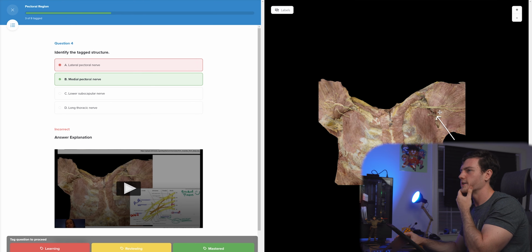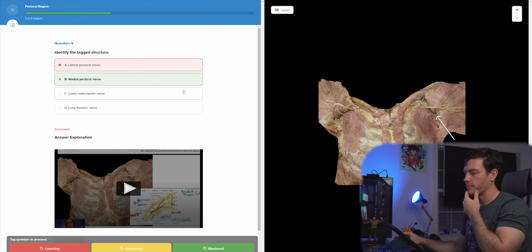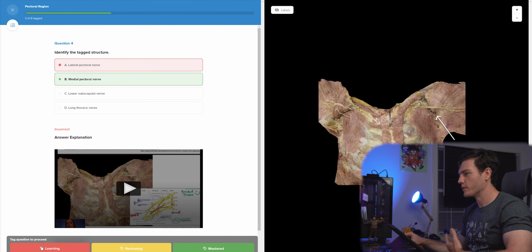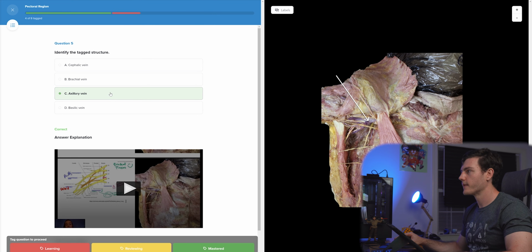And maybe the lateral pectoral nerve only gets the pec major. Correct me if I'm wrong. Okay, so we're still learning that. We had the right idea, we were trying to reason it through, but this is just something that we need to reinforce. And this is a great way to reinforce it, of course, so we'll just hit learning.